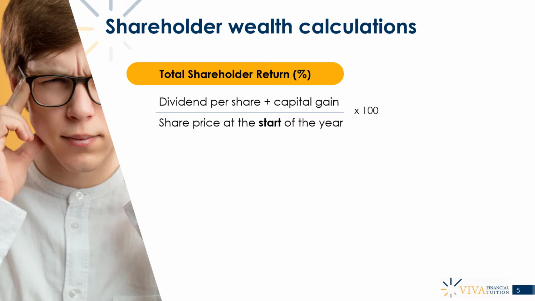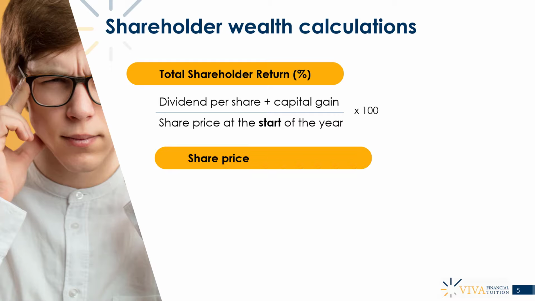And then the capital gain on the top of the formula there is the increase in share price. And then we divide that by the share price at the start of the year and times by 100 to turn it into a percentage. Really important that you get the start of the year because we're seeing how much return has been made based on the investment that was made at the beginning of the year.